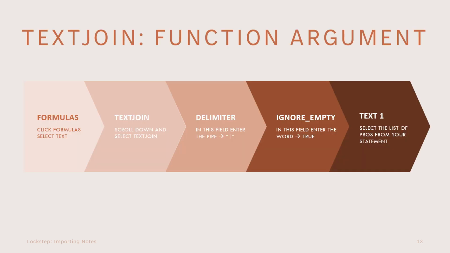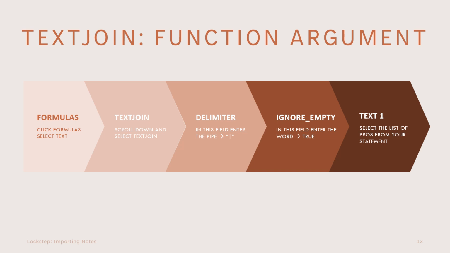So now we know we need a pipe, but how do we actually go about getting that pipe added onto our invoice list? To add a pipe, we're going to use the text join formula. The text join formula concatenates a list or range of text strings using a delimiter. Our delimiter is a character or string to insert between each text item. So in our case, the delimiter will be the pipe.